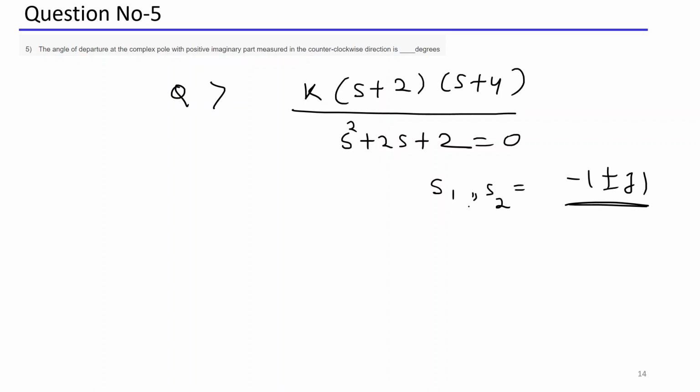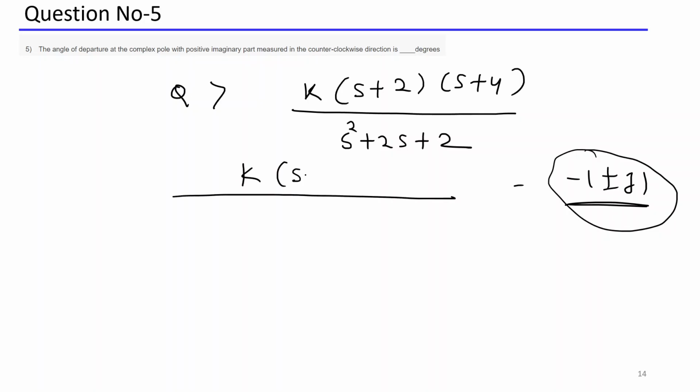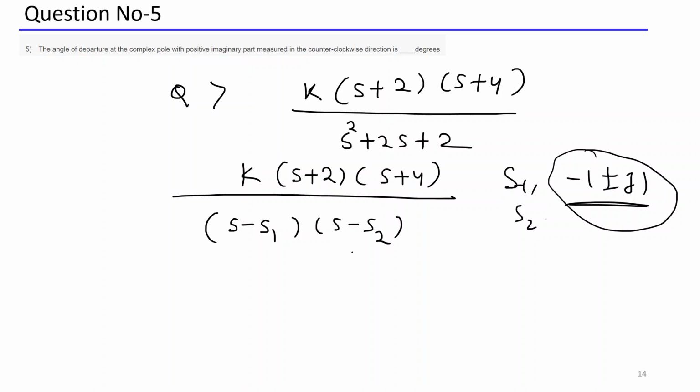So what you do, you take the denominator equal to 0 and find these roots. Remember, I have written the roots somewhere in the paper like this. The next step, you write down (s plus 2)(s plus 4). See this s square plus 2s plus 2, can I write it as (s minus s1)(s minus s2), because this is a second order equation, and s1 and s2 are the roots here? Can I write like that?